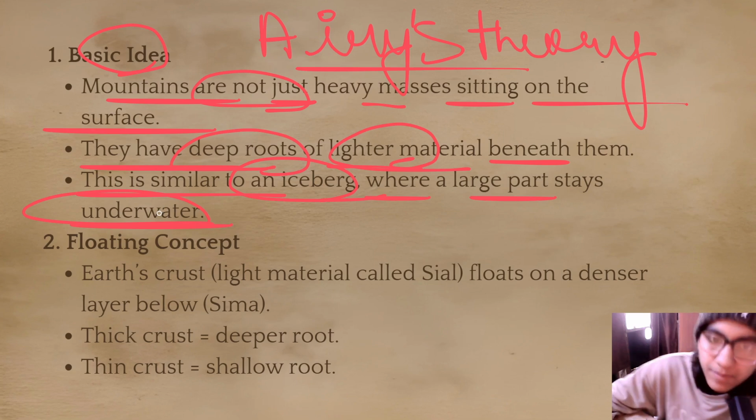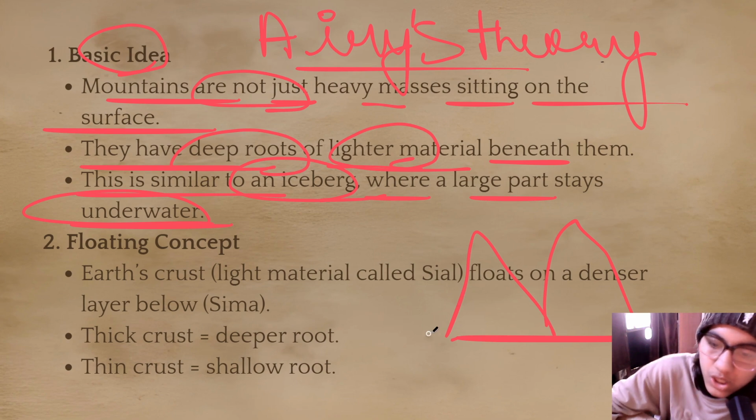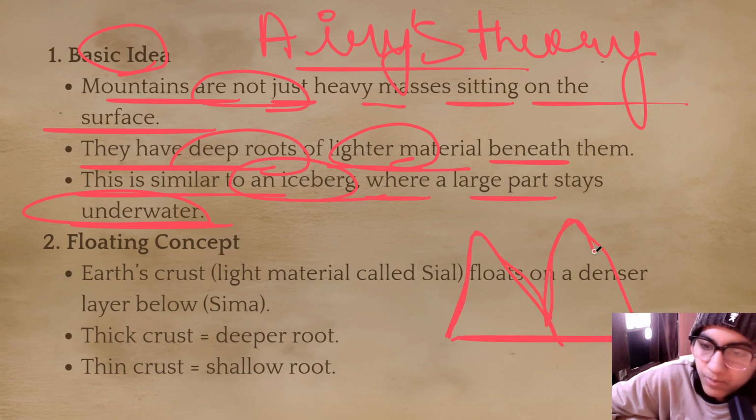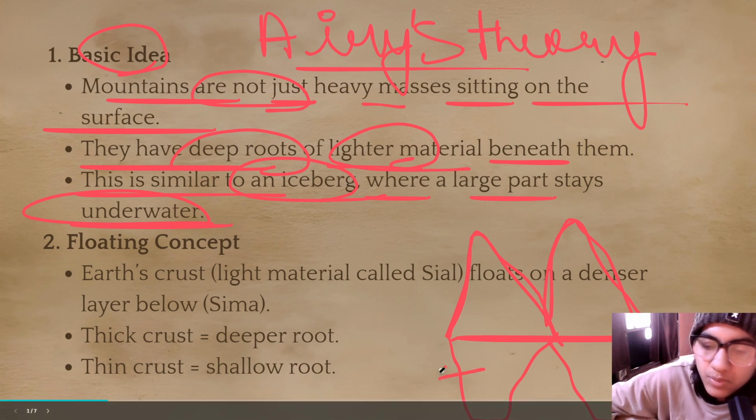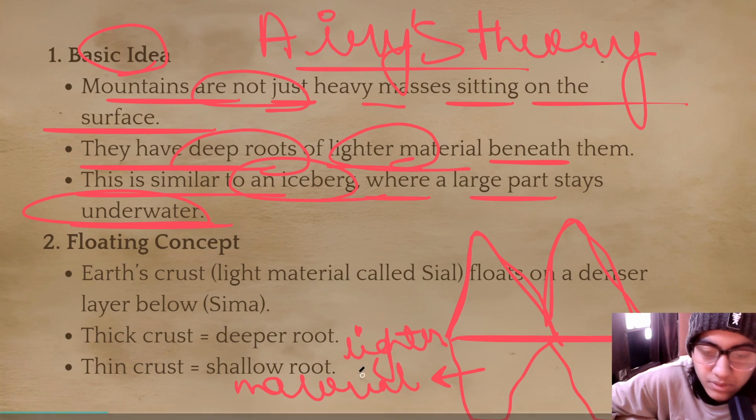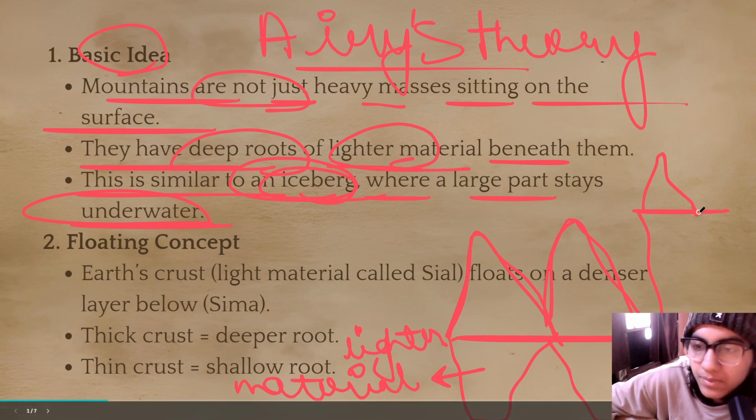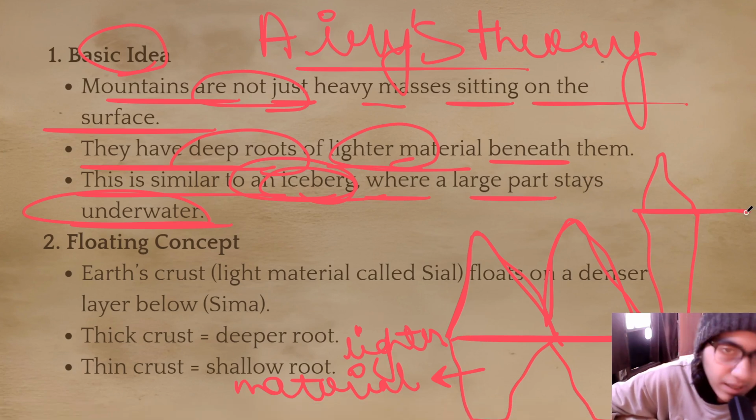So what he tells is that mountains are not just heavy masses sitting on the surface, but they also have deep roots. Like this is our crust, this is the mountains. These mountains are not only this tall above the surface, but they also have deep roots, and these deep roots are made up of lighter material. This is similar to icebergs. We see that icebergs are very small above the surface but very deep beneath the water, or you can say beneath the ice sheets.